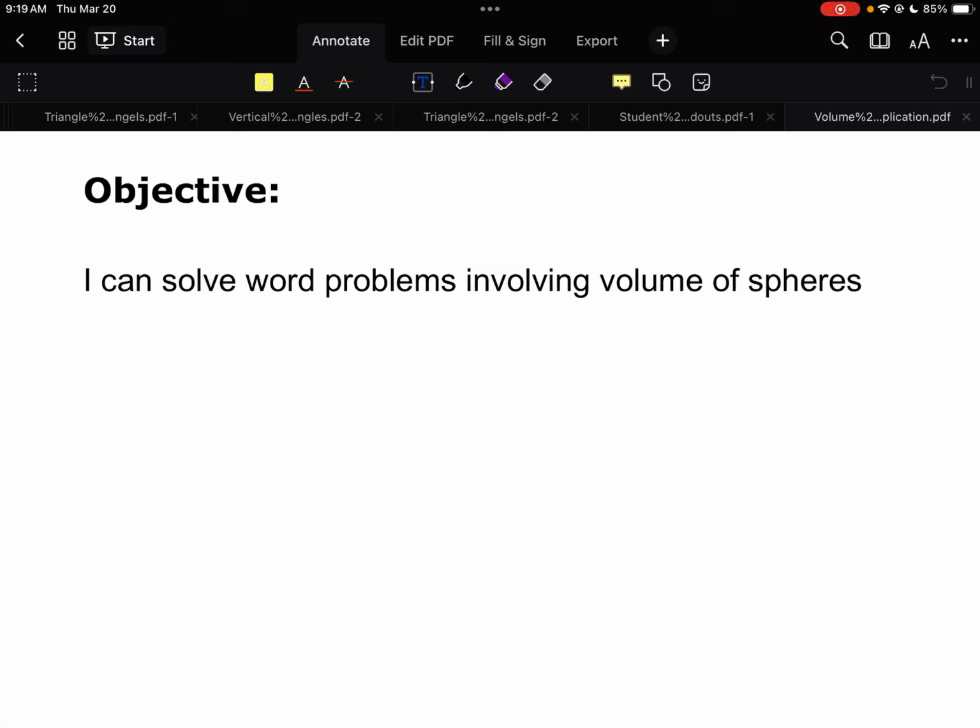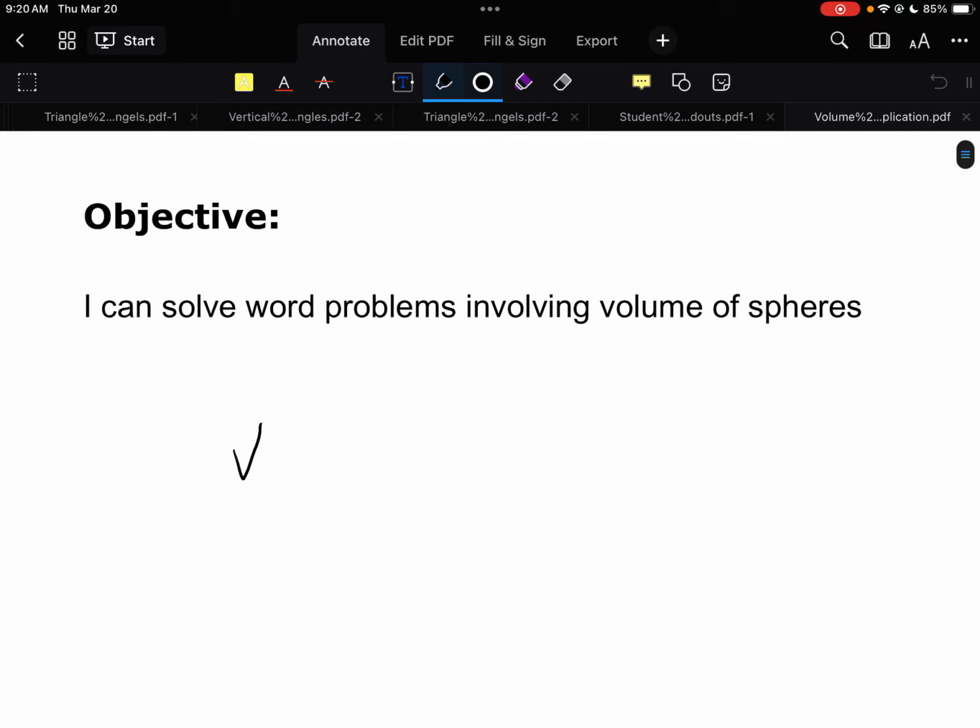Our objective today is to solve word problems involving the volume of spheres. So you may need to go back to yesterday's lesson and figure out the volume of spheres if you are behind on that or if you haven't done that. Remember, most of our word problems are finding volume and then doing another step. So we need to have that formula for our volume. Remember, our formula for volume of a sphere is V equals 4/3 pi r cubed.